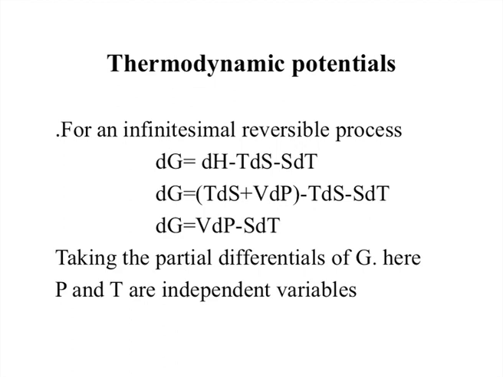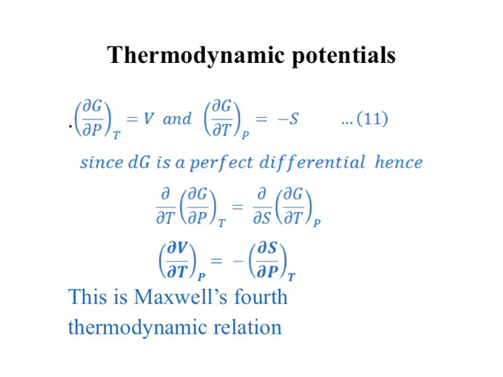This is the change in Gibbs function. By taking the partial differentiation of G, we consider P and T, that is pressure and temperature, as independent variables. Then we get del G by del P at constant temperature is equal to V, and del G by del T at constant pressure is equal to minus S, that is entropy.